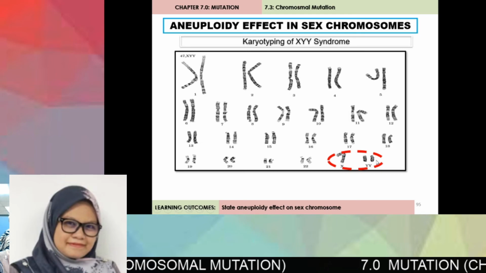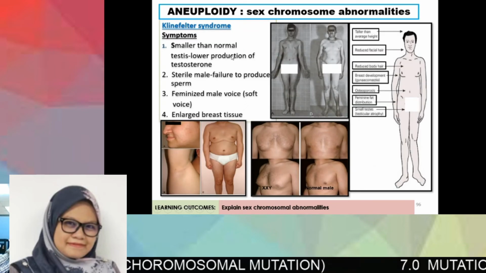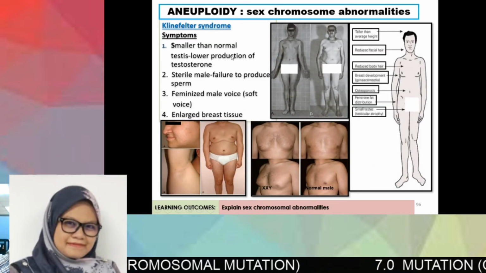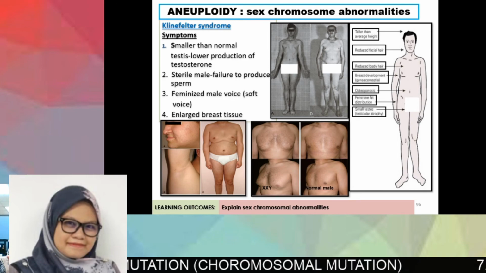Alright, for Klinefelter, this is the symptom. Okay, ingatlah dalam 2, 3 ke, dia smaller than normal. Dia ada smaller testis compared to normal. So lower production of testosterone. And then they are sterile, failure to produce sperm, and the feminine male voice. So usually orang yang ada Klinefelter, suara dia akan lebih kecil, lebih nyaring, and then dia ada enlarged breast tissue.